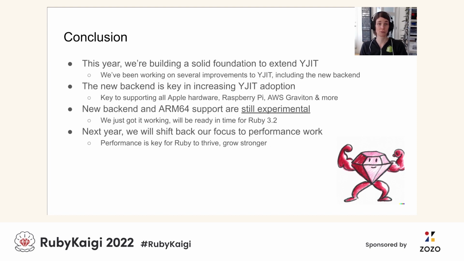So in conclusion, this year we've been building a solid foundation to extend YJIT. We've been working on several improvements to YJIT, including the new backend. The new backend, I think, is key in increasing the adoption of YJIT because it gives us the ability to support natively all Apple hardware, as well as Raspberry Pi, AWS Graviton, and more. The new backend and ARM64 support are still experimental at this point. We just got it working, but we think it'll be ready in time for Ruby 2.2. And of course, you can help us find bugs and report them. Next year, we'll shift the focus back to performance work because I think that performance is key for Ruby to thrive and to grow stronger.